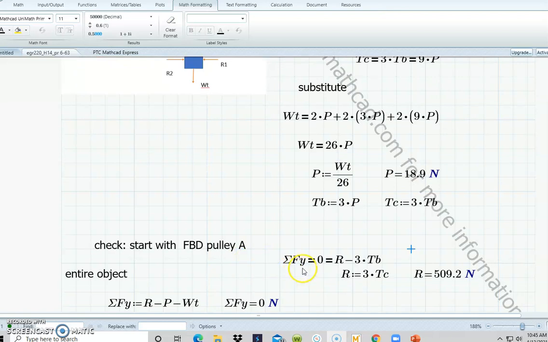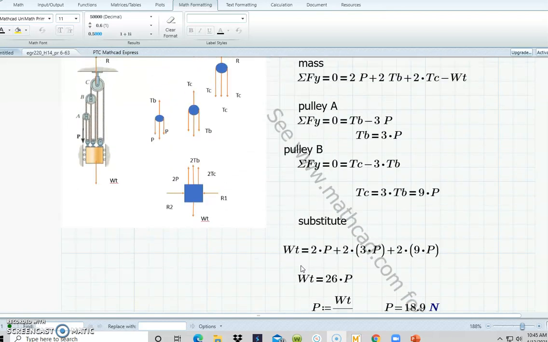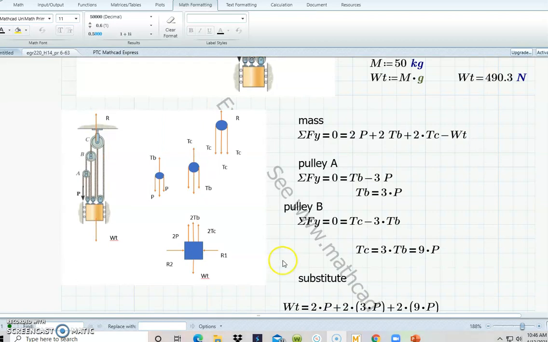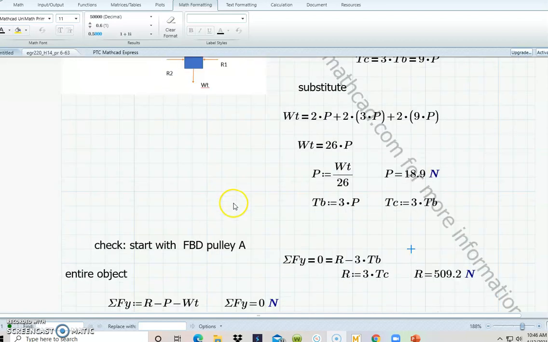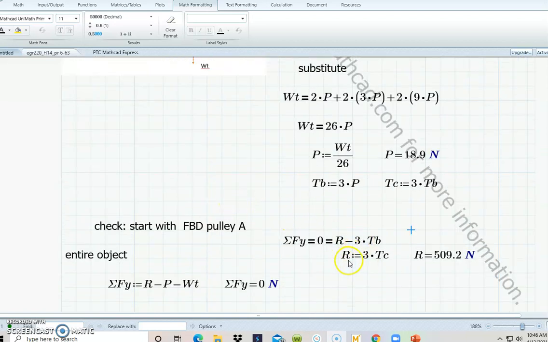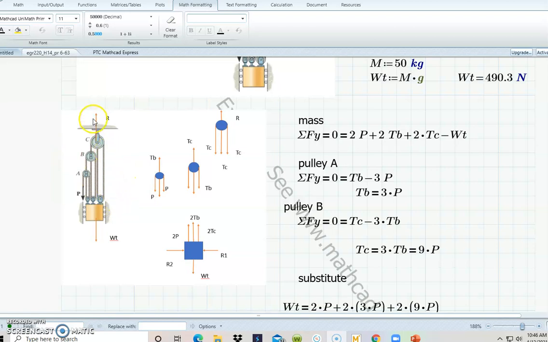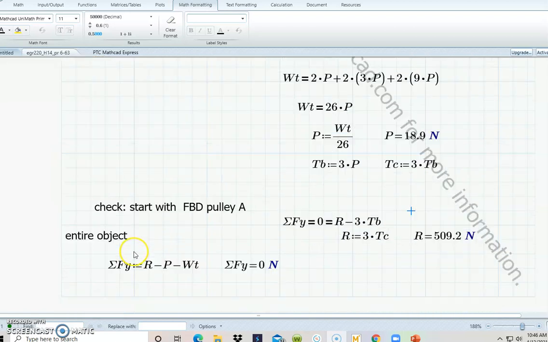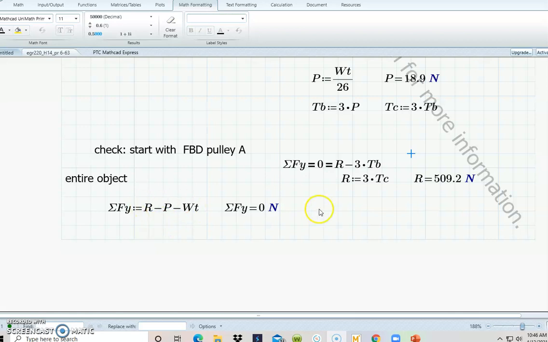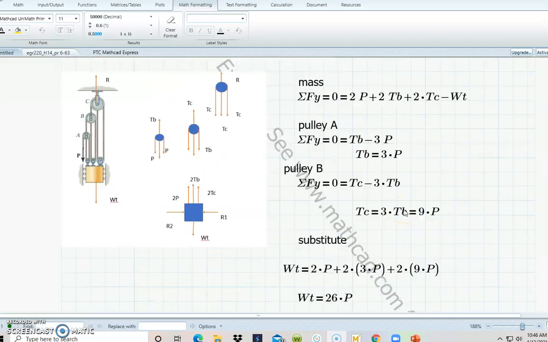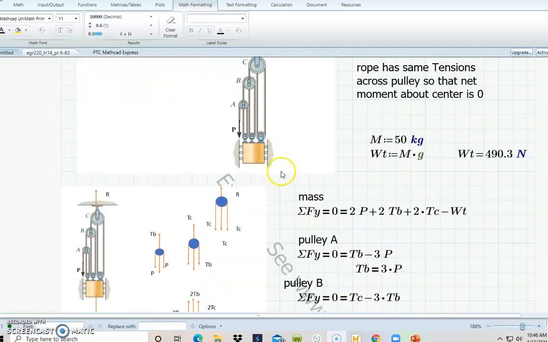So if I start with the free body diagram of pulley A, then I get R up and 3TC down. So R is 3TC. And then if I do this as a whole, I've got R up, P down and the weight down. R up, P down, weight down, that does add to 0. So a lot buried in there.